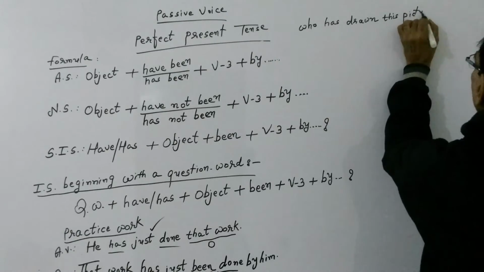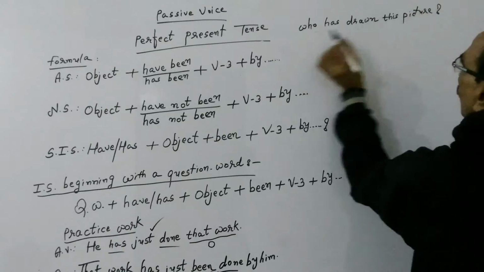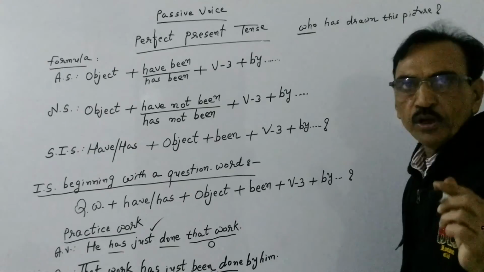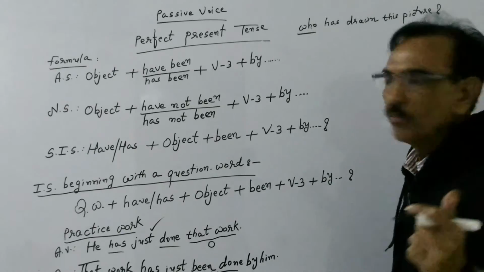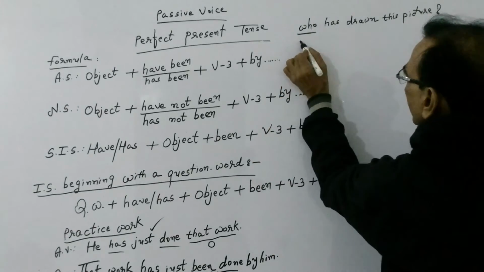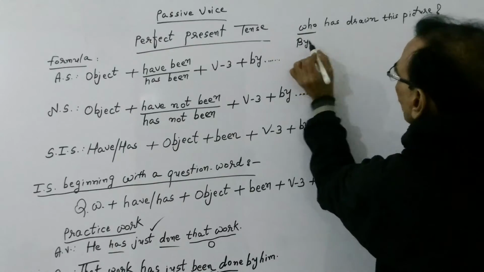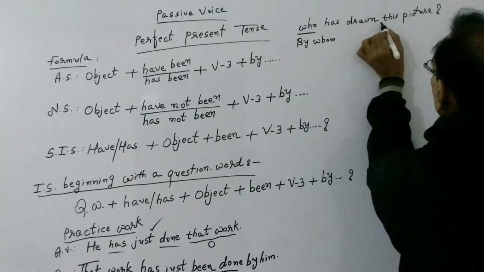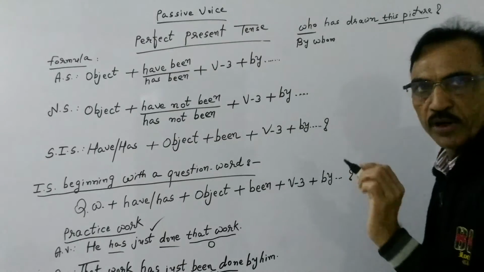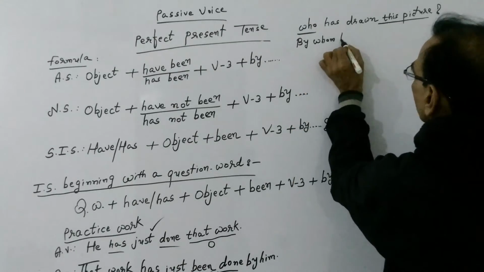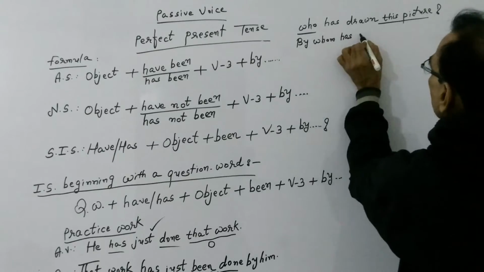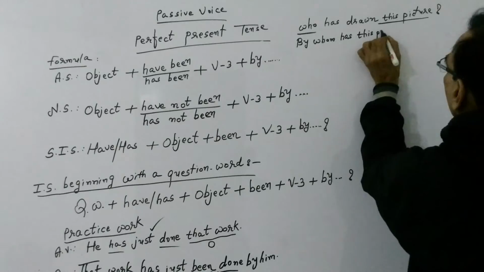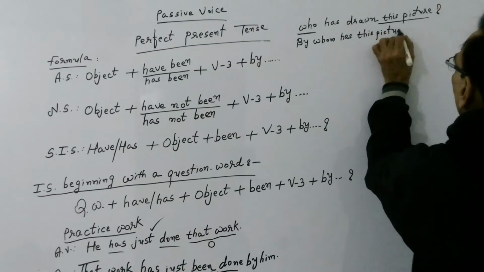Now in this sentence, it begins with who. I have already taught you that whenever you come across who, you have to change it into by whom. Is it clear, friend? So here I would write by whom has. This picture is an object, it is in singular form, friends. So by whom has this picture been drawn?